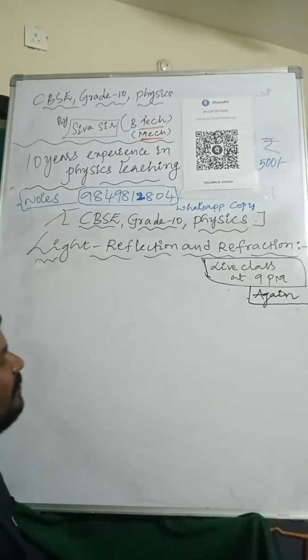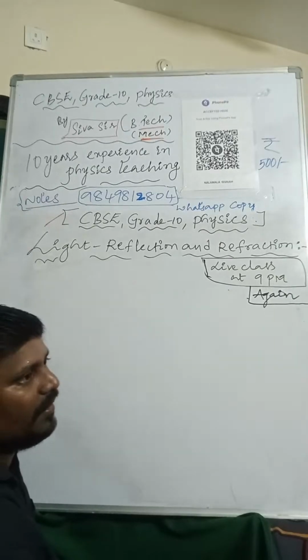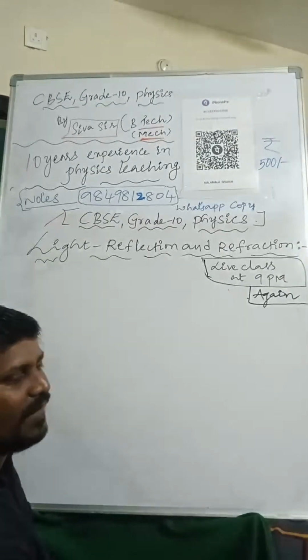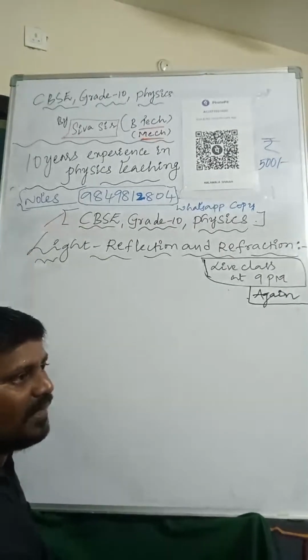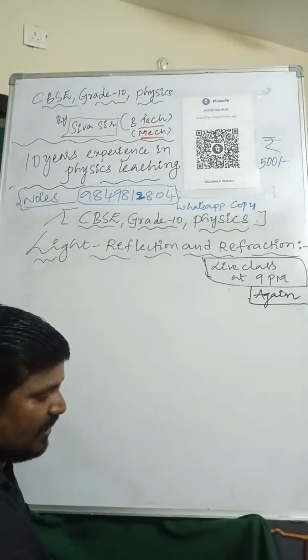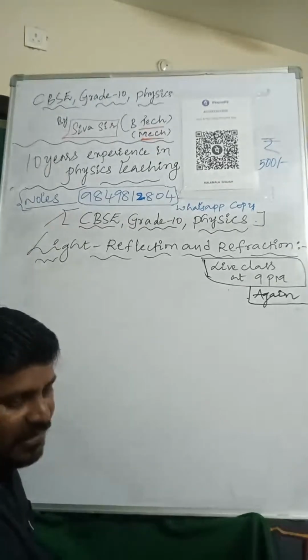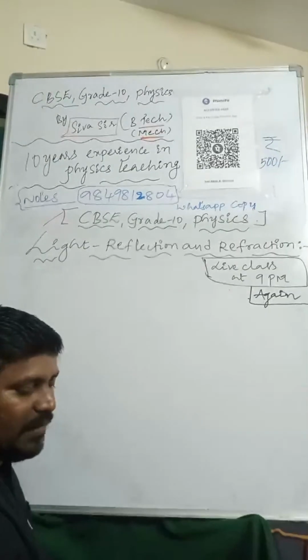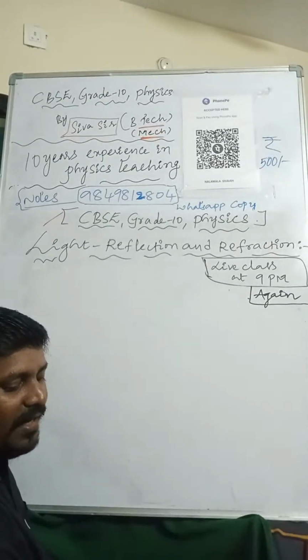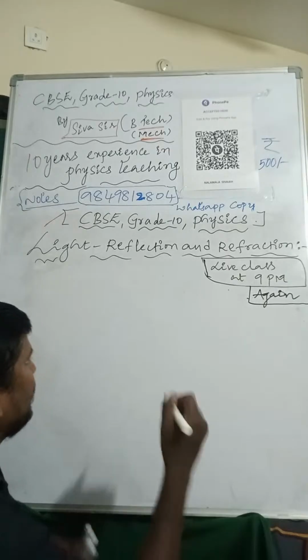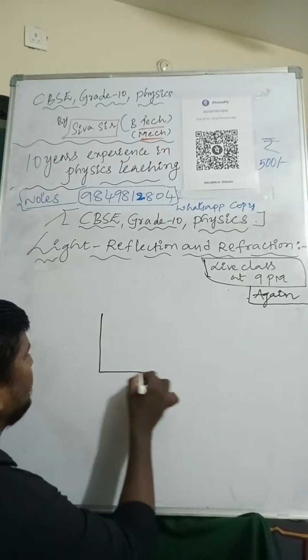Concave mirror. See, refractive index: relative refractive index and absolute refractive index we discussed, right? Now some examples of refraction. So a coin kept at the bottom of the vessel. Here, see, refraction. This is one example I am taking.